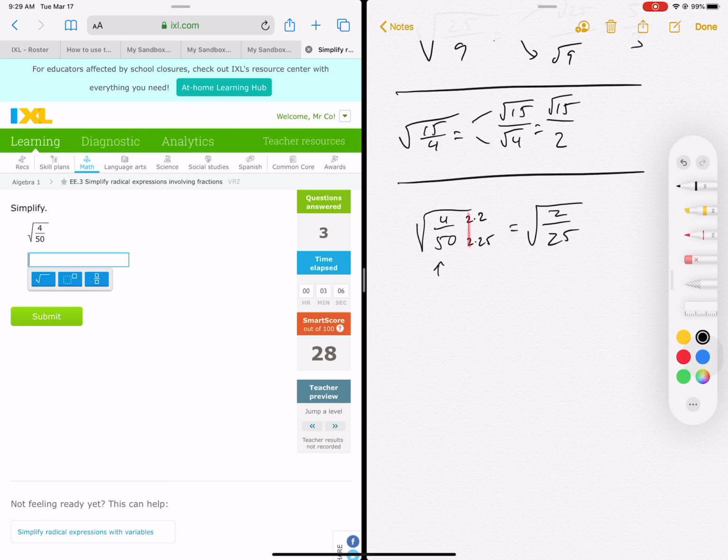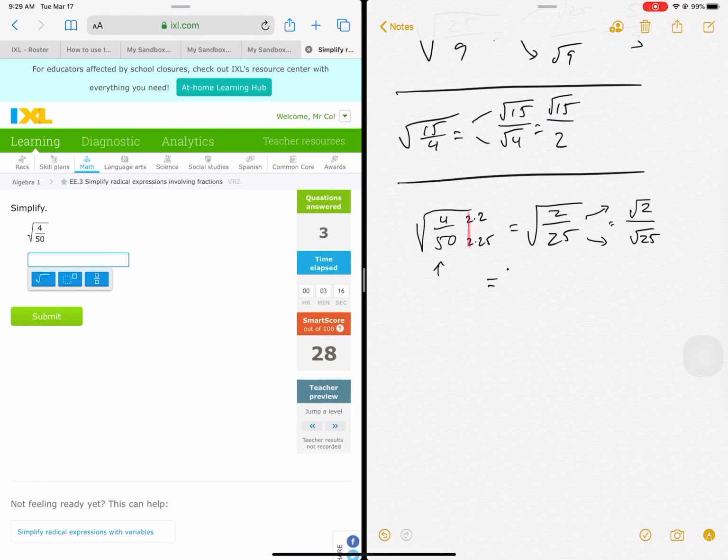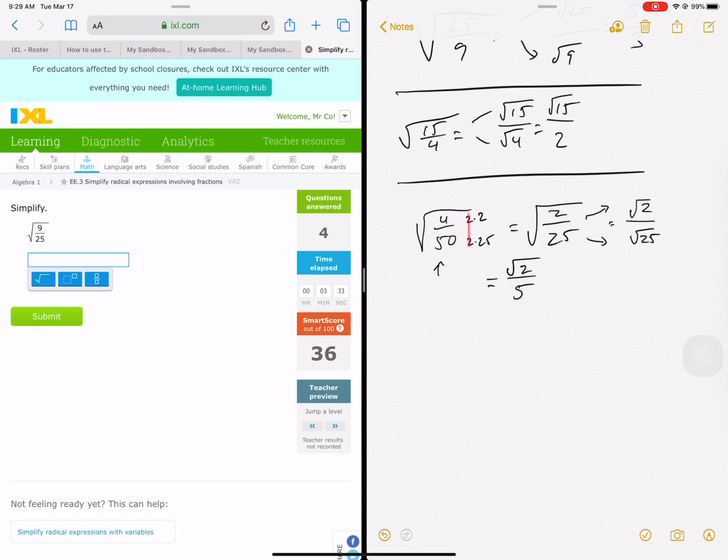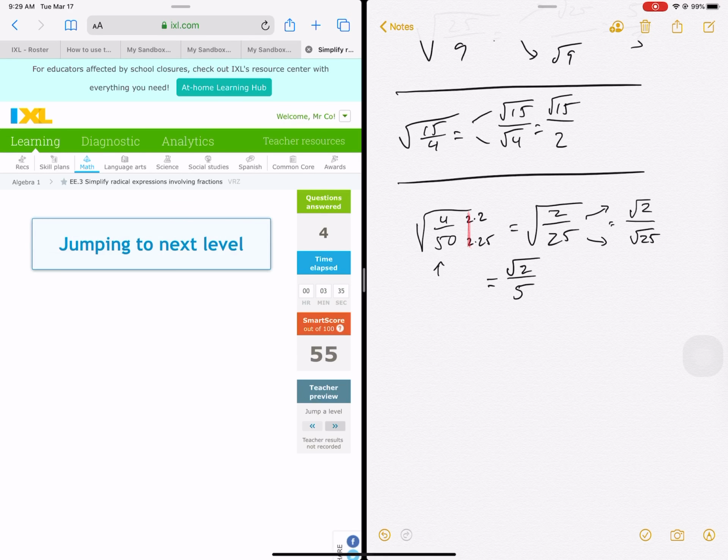And as we mentioned before, we take the square roots of them separately. Square root of 2 and the square root of 25. Do we know what the square root of 25 is? Yes, we do. The square root of 25 is just 5. This is actually our answer. Oops, sorry. 5. Okay, let's jump to something a little harder.